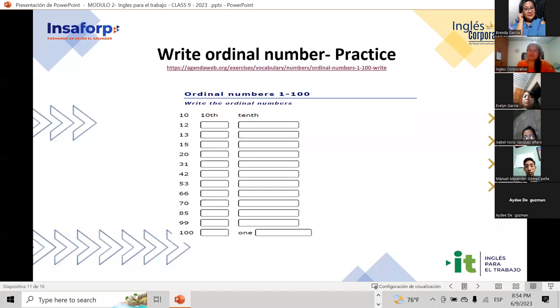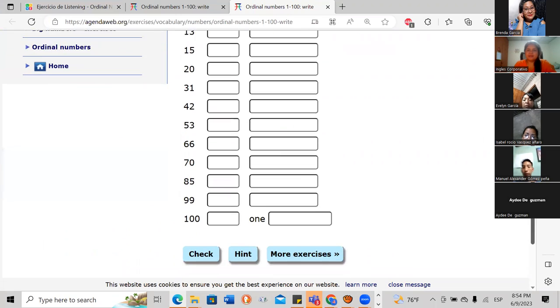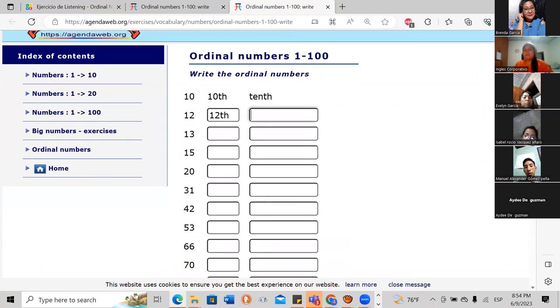Try to practice the spelling, okay? Ahí tienen el spelling. Here you can write, for example, 12. How will be the spelling of 12? Practíquenme el spelling, cómo lo escribirían. Después le dan aquí check para ver si lo escribieron bien. Okay. Ahorita hacemos eso. 5 minutos faltan, ¿ok? En el WhatsApp ha enviado el link.